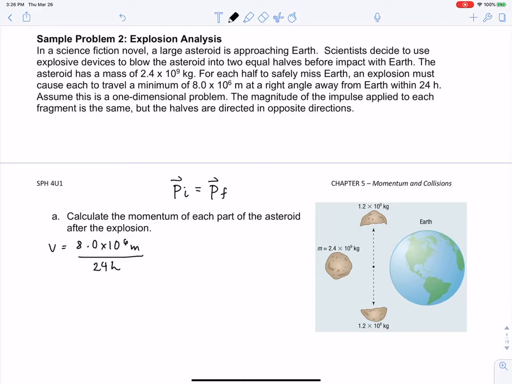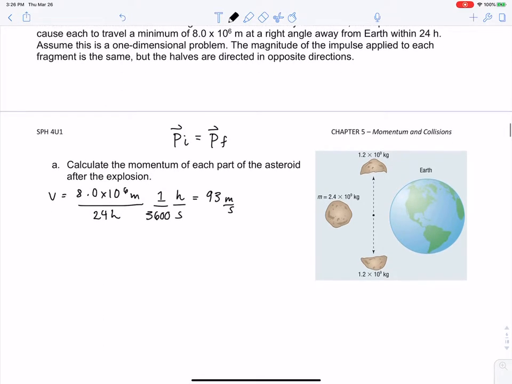Let's convert the hours into seconds, and we do this by multiplying by 1 over 3600. If we do so, we end up with a speed of 93 meters per second for each half of this asteroid. Remember, one asteroid will be traveling north and one asteroid will be traveling south.